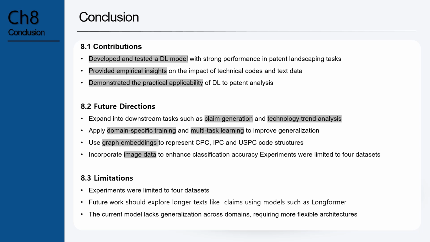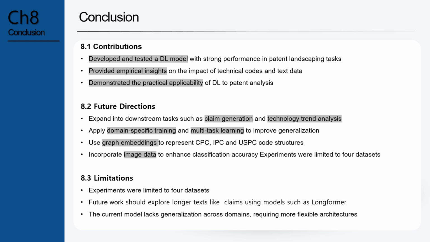For future directions, one promising direction is to extend the model to downstream tasks such as claim generation and technology trend analysis. The authors also suggest applying domain-specific training and multi-task learning to improve generalization. Another area to explore is the use of graph embeddings to represent complex relationships among classification codes. And lastly, incorporating image data could help improve classification accuracy in future work.